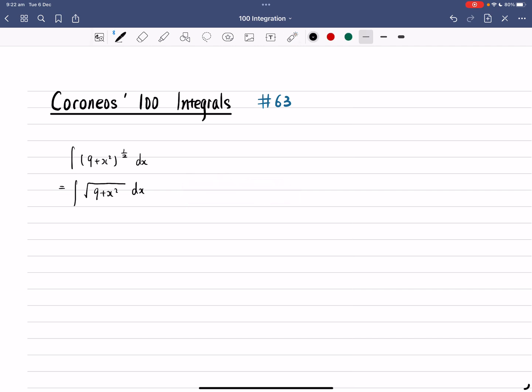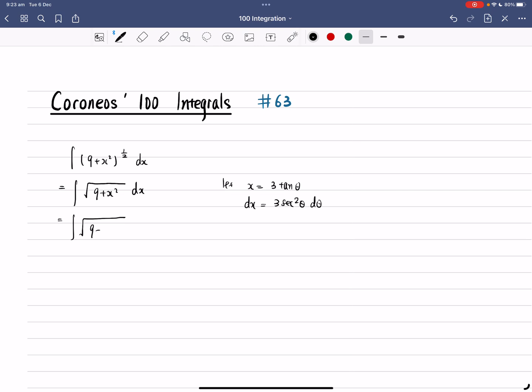In this case, we're going to substitute: let x equal 3 tangent theta. The reason it's 3 is because we've got a 9, and I want to factorize the 9 and take it out of the square root. So we'll start with this and prepare the integration. dx is equal to 3 secant squared theta d theta. Then we can substitute everything back inside.